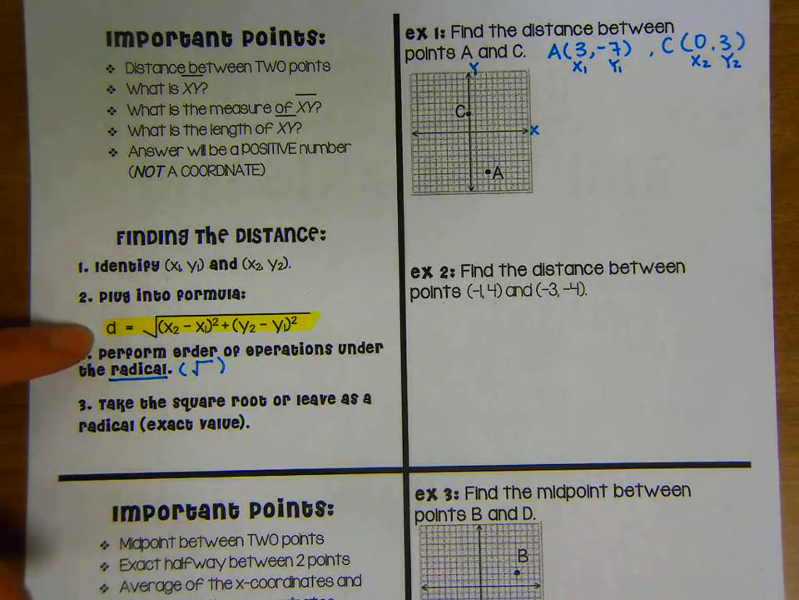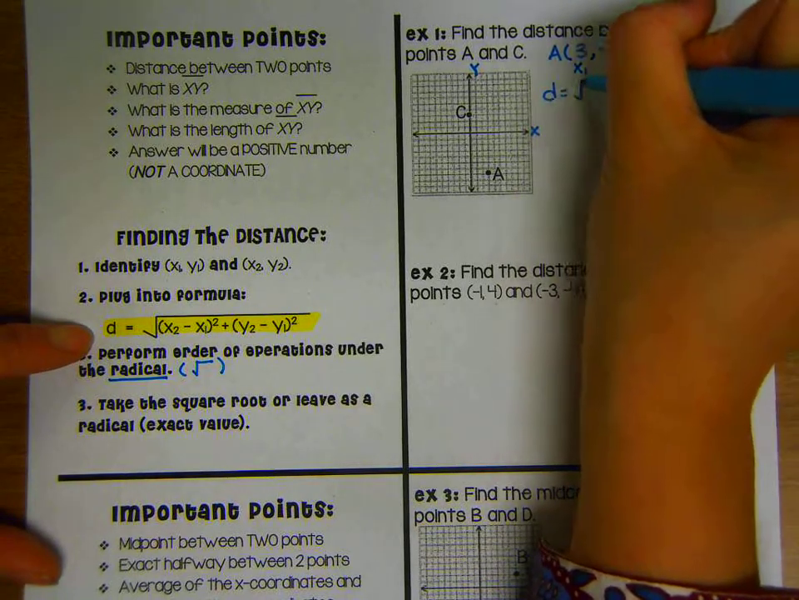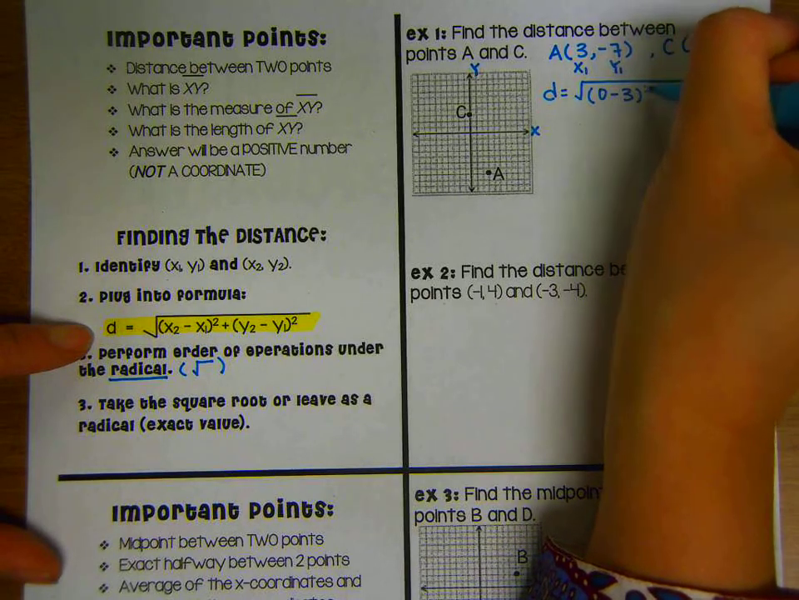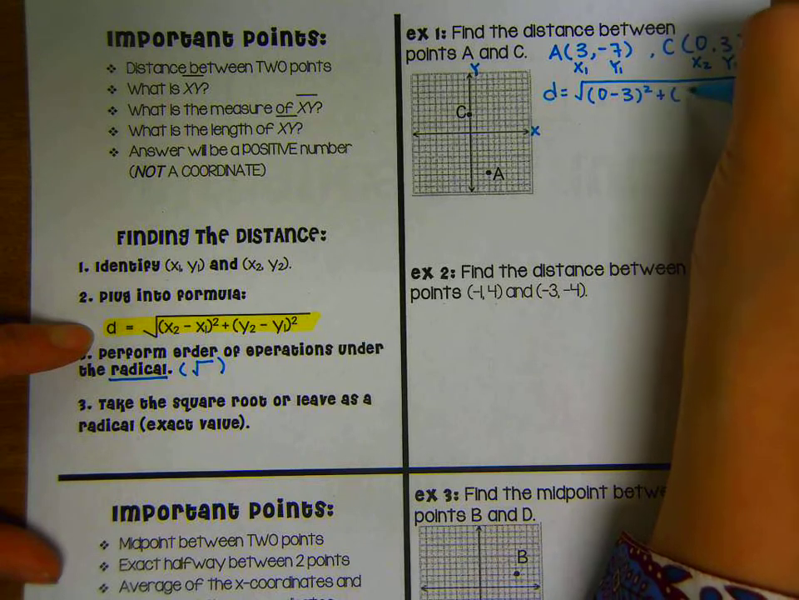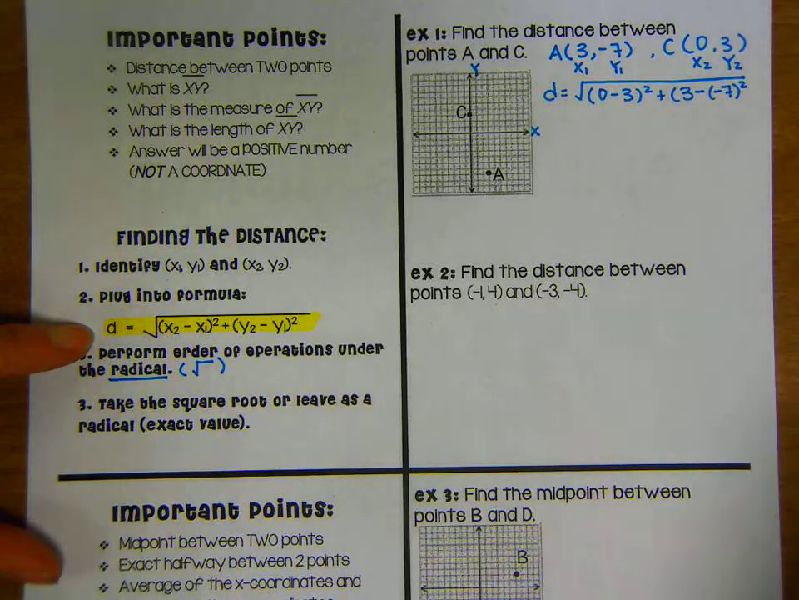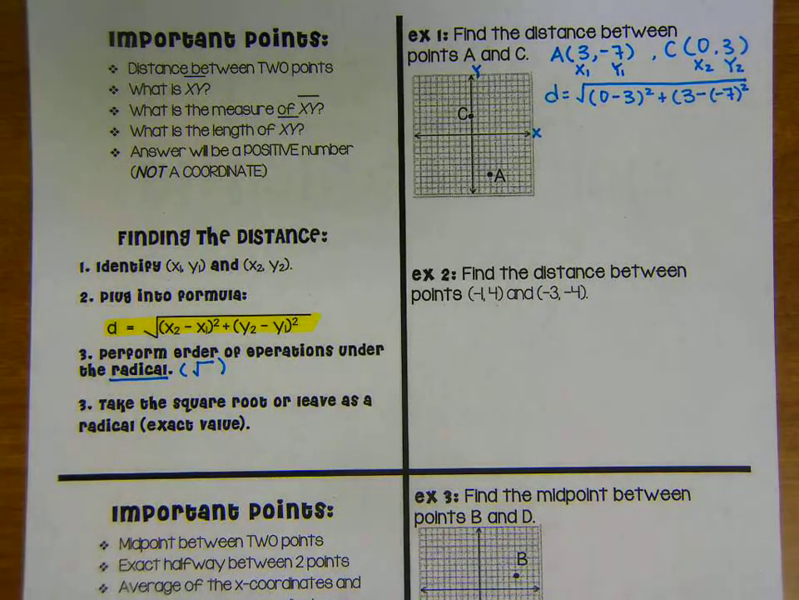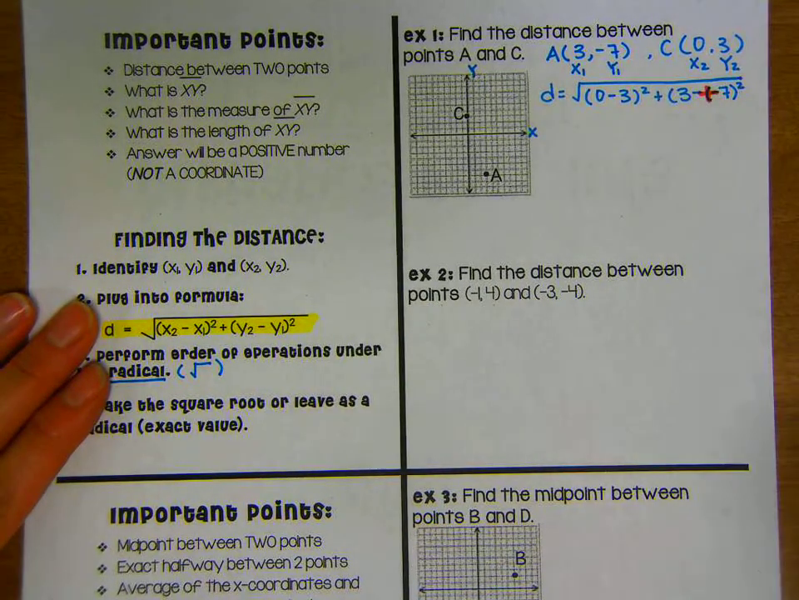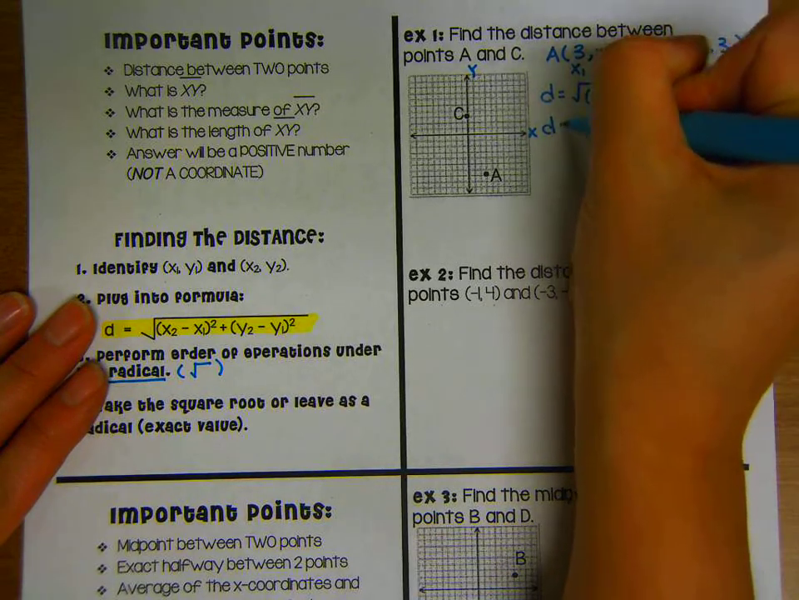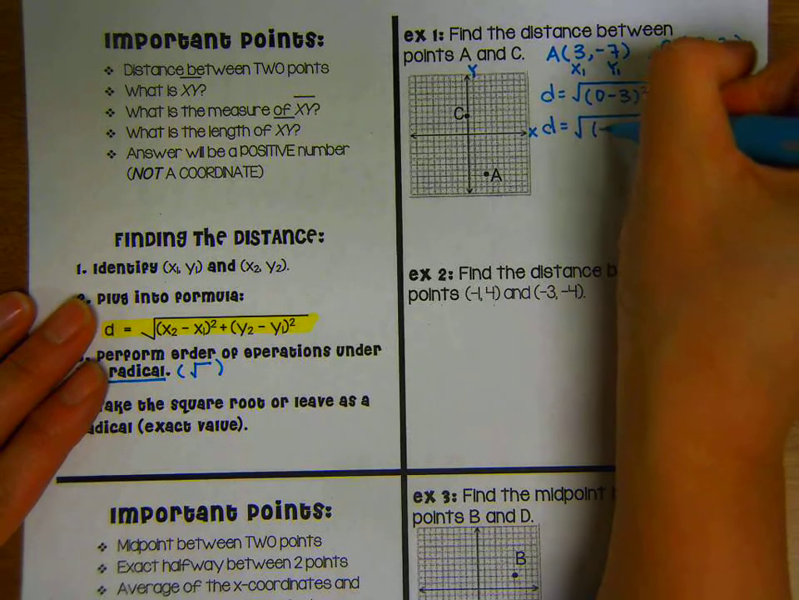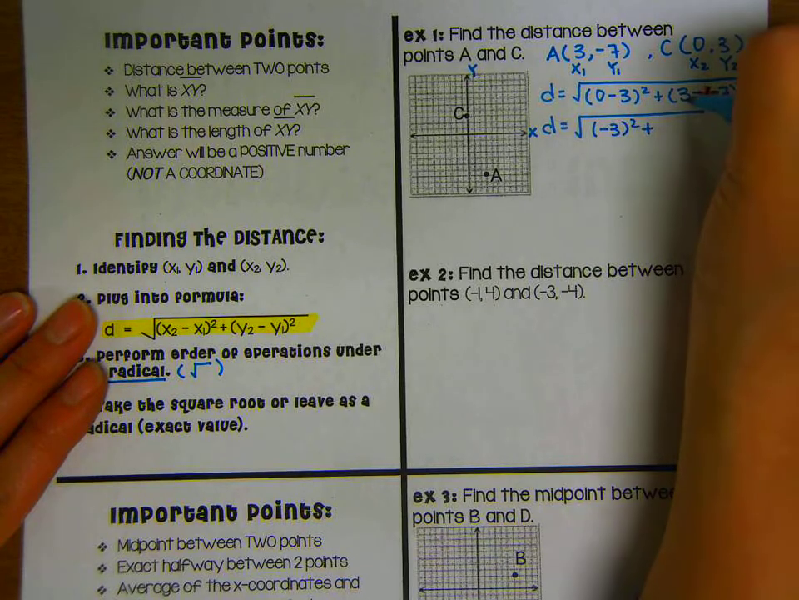Then we need to plug it into the distance formula. So d is equal to the square root of 0 minus 3 squared plus 3 minus 7 squared. Remember guys, when we have negatives, it turns positive, so I will change to positive for that operation. So I'm going to simplify this square root. 0 minus 3 is negative 3 squared, and 3 plus 7, that's 10 squared.